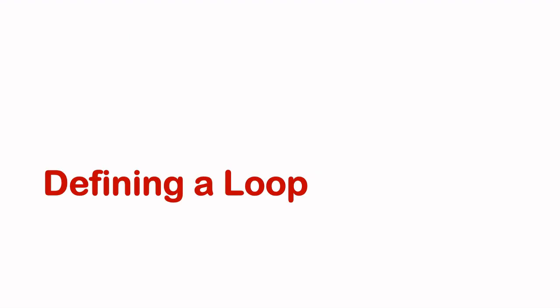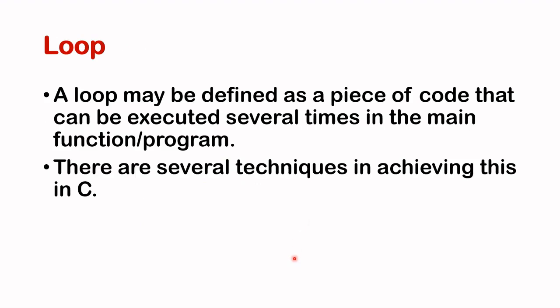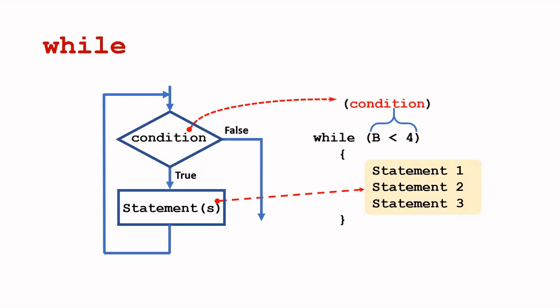Now, before I go any further, let me define what a loop is. A loop may be defined as a piece of code that can be executed several times in the main function or a main program. There are several techniques for achieving this in C. Okay, let's take a look at the while construct.